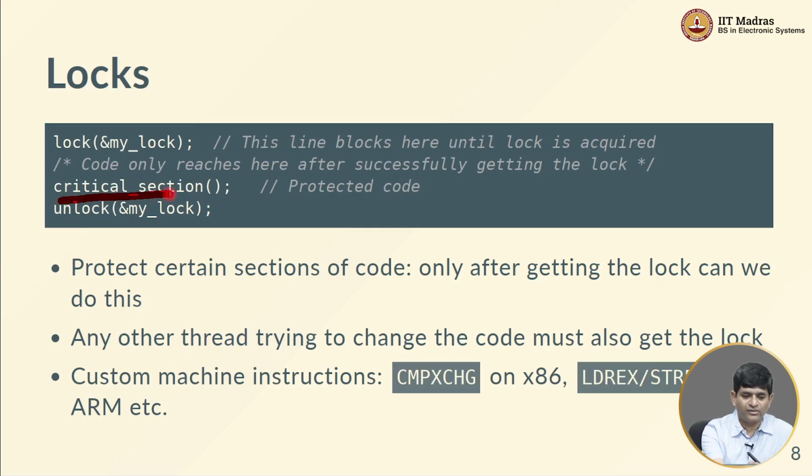So this function that I have written as critical section over here is what is called protected code. It is protected by this lock. At any given point in time, only whoever holds this lock will be able to change it. Now what that also means is after I am done with my critical section, I should unlock, because if I don't, nobody else is ever going to be able to proceed. All the other functions waiting for that particular lock are going to be stuck. So I can protect certain sections of code only after getting the lock.